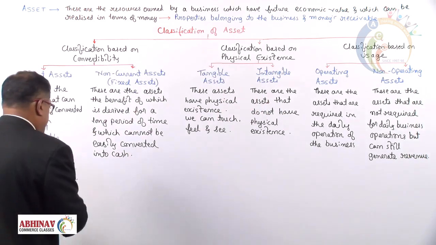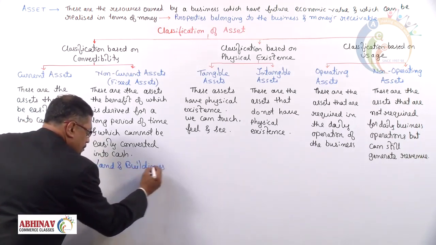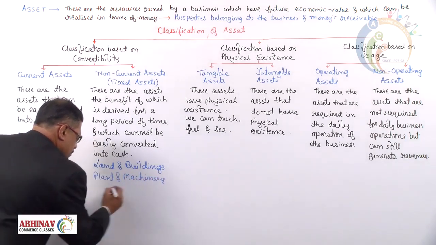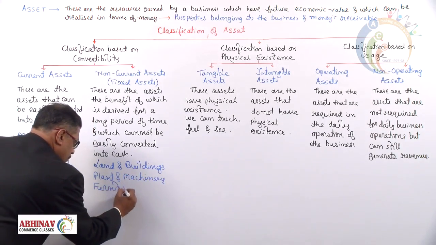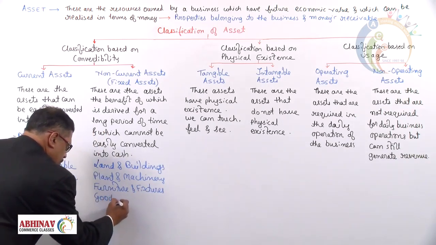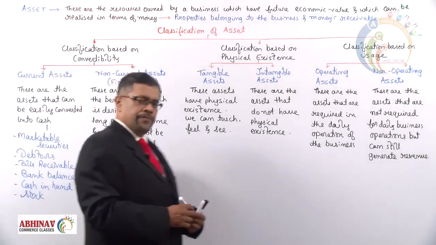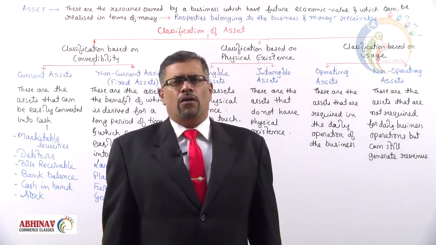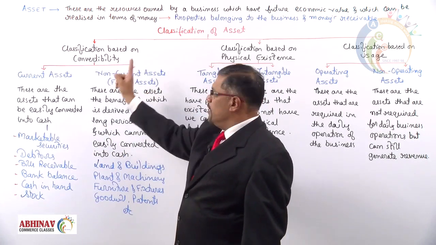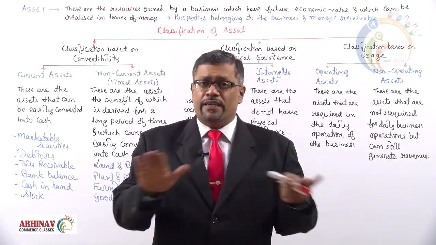Now, non-current assets can be land and buildings, plant and machinery, furniture and fixtures, goodwill, patents, etc. The benefit of which is derived for a long period of time. They are called fixed assets. This is the classification based on convertibility, current and non-current. Current, easily converted into cash. Fixed asset, non-current, they cannot be easily converted into cash.